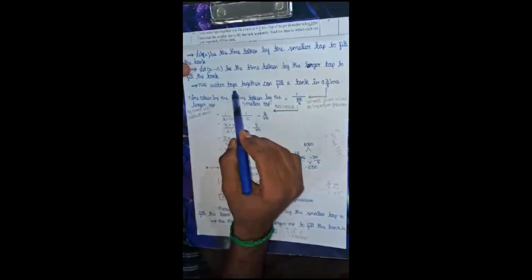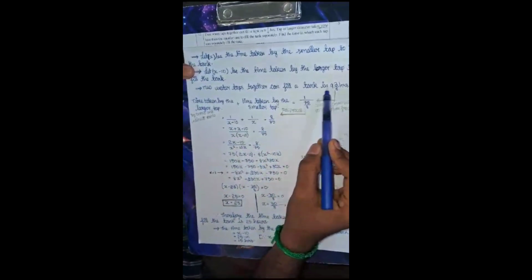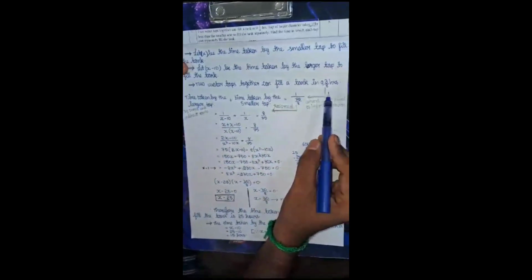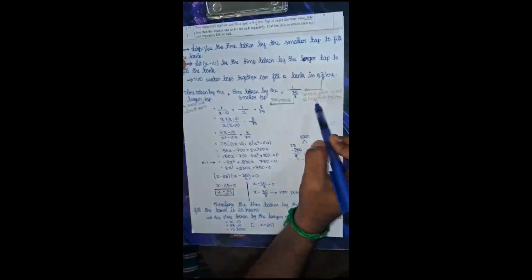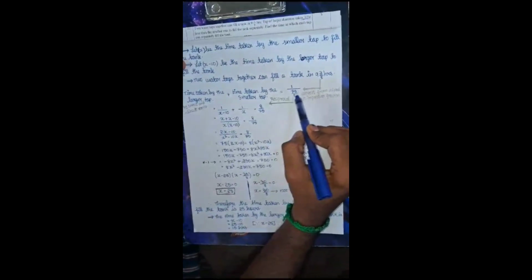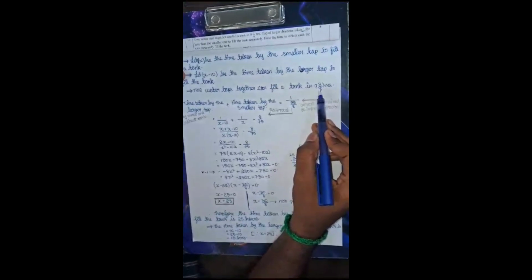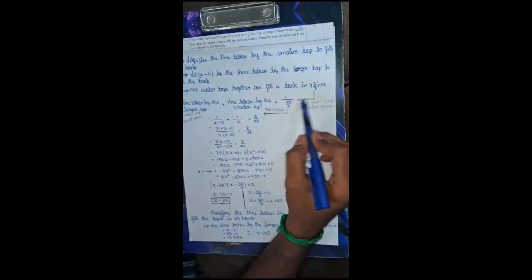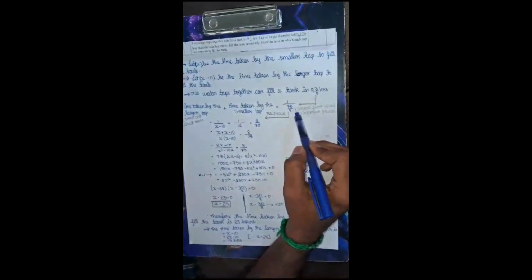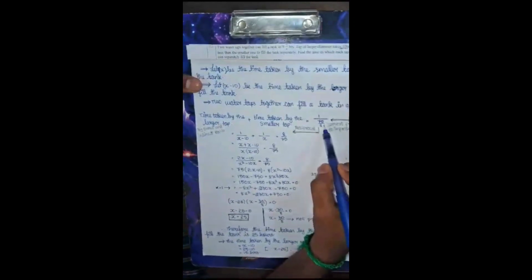Two water taps together can fill a tank in 9 3/8 hours. We are going to change this mixed fraction to an improper fraction, so it becomes 75/8. That is, you multiply 9 and 8: 9 eights are 72, plus 3, is 75 by 8. The denominator should remain as such. So you convert it into an improper fraction.